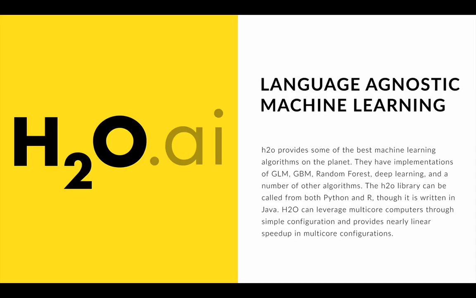First, I'm going to cover the H2O machine learning library. H2O provides some of the best machine learning algorithms on the planet. They have implementations of GLMs, GBMs, random forests, deep learning, and a number of other algorithms. The H2O library is pretty language agnostic. It can be called from both Python and R, and it is written in Java. H2O can leverage multicore computers, and through simple configuration provides nearly linear speedup in those configurations.